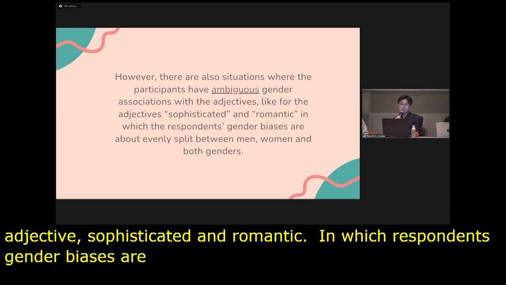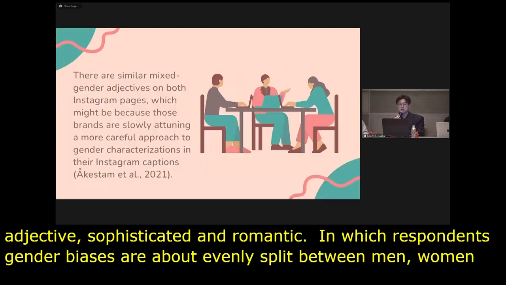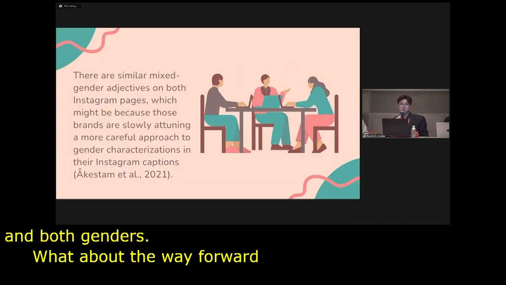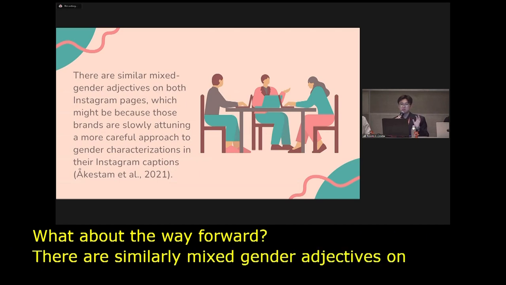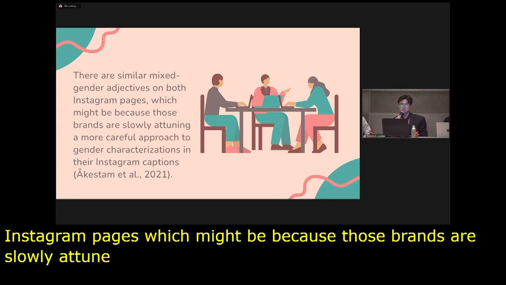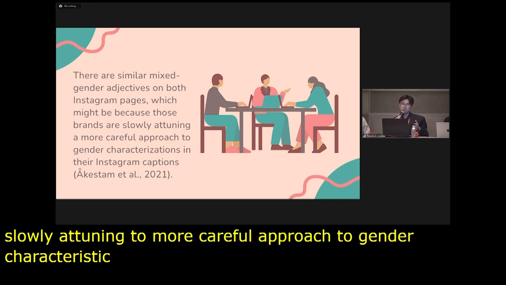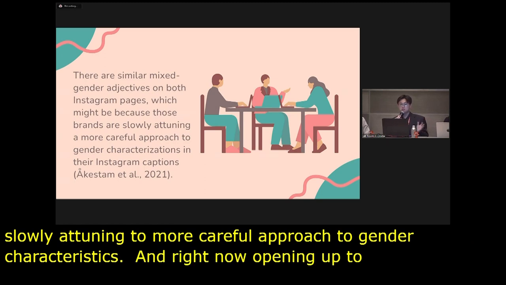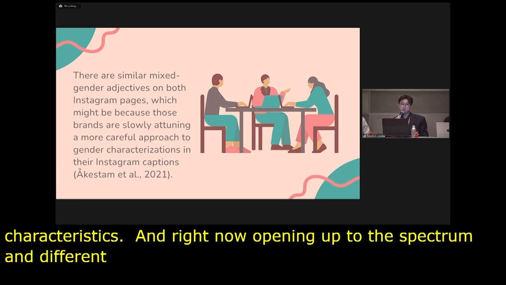So what about the way forward? There are similarly mixed gender adjectives on both Instagram pages, which might be because those brands are slowly attuning to a more careful approach to gender characterizations and right now opening up to the spectrum and different sorts of how people would like to identify as.